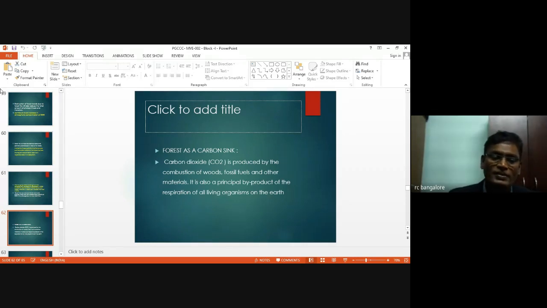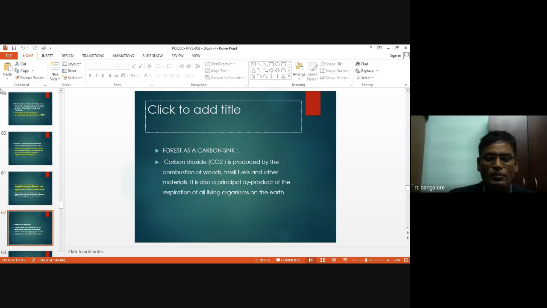Forest as a carbon sink. At the same time, the forest, which acts as a carbon sink, reduces the load of carbon dioxide. How does it happen? Carbon dioxide is produced by the combustion of wood, fossil fuels, and other materials.